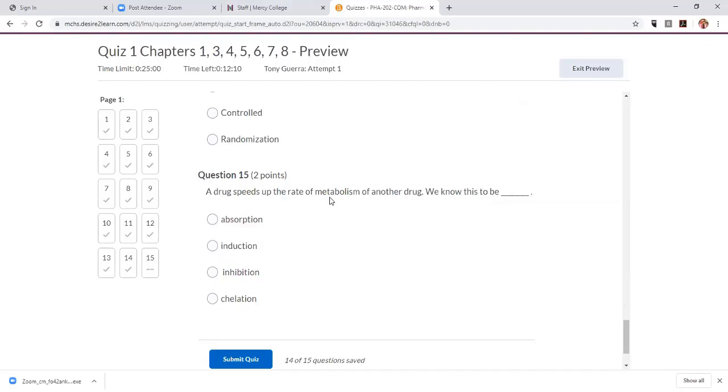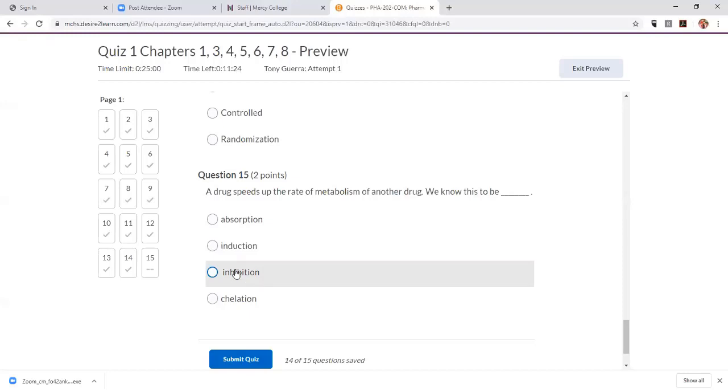So absorption is a partner to metabolism with distribution, excretion, so that's not really it. Induction, that affects metabolism, and inhibition affects metabolism. So it's one of these two probably. Okay. And then I look at chelation. Chelation was that one where we have the binding of the dairy, calcium +2, or magnesium +2, or aluminum +3. So that's not quite it either. So what is going to speed up the rate of metabolism? Well, I think it's easier to go backwards from inhibition, but inhibition will actually slow the rate of metabolism.